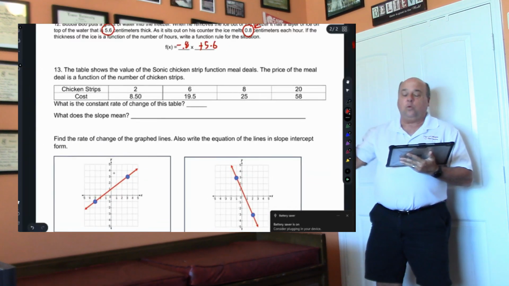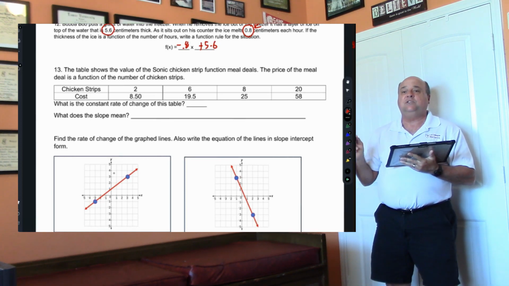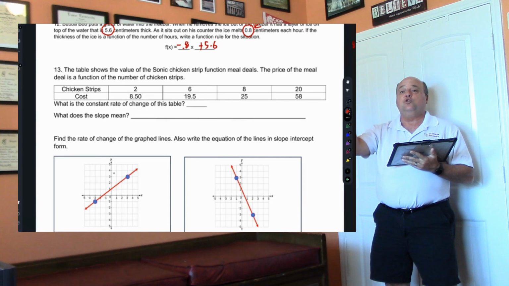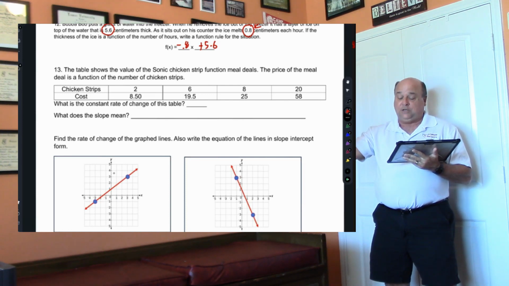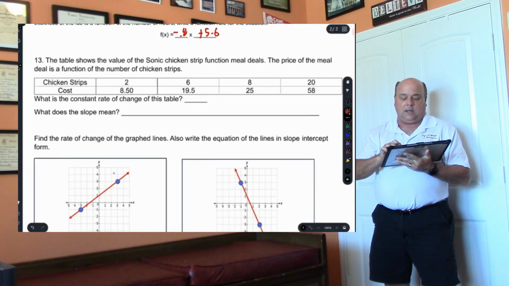Oh, this one right here, we're going to put this into a table, aren't we? We're going to put it into a table and get the constant rate of change. I'm going to do it by hand because my battery's running low. Technically, you would put this straight into the calculator.